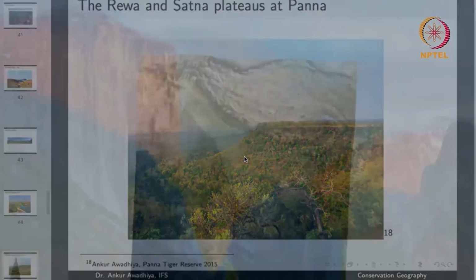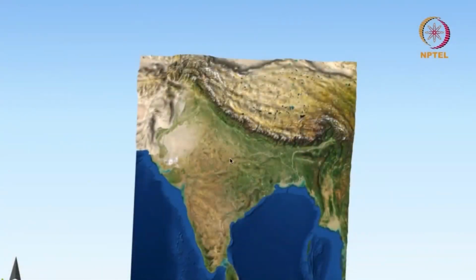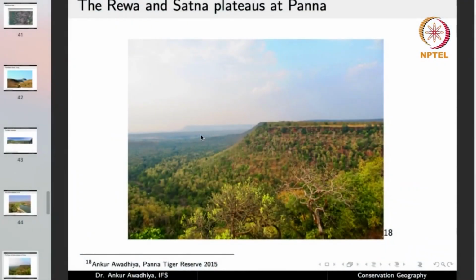Now in central India, in this portion we have the plateaus of Rewa and Satna. So this is what it looks like. So you can observe that this is a very clearly demarcated plateau. Similarly, this is a very clearly demarcated plateau. So these are parts of the peninsular plateau.